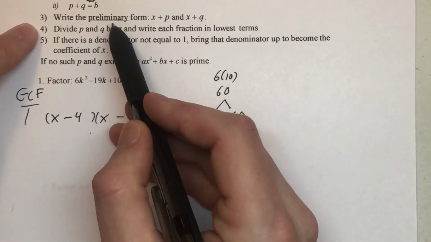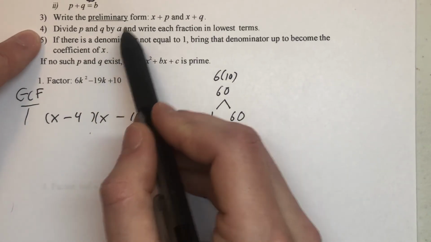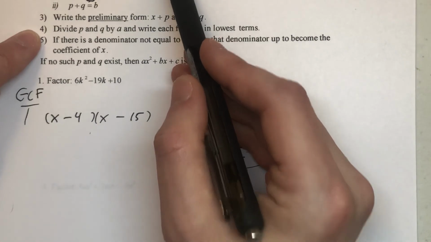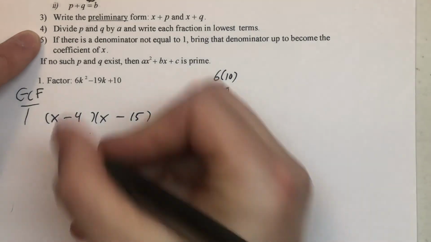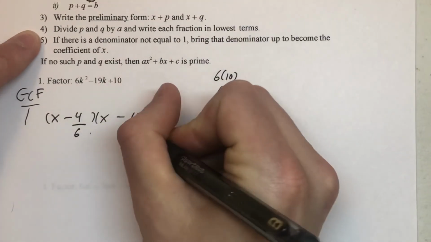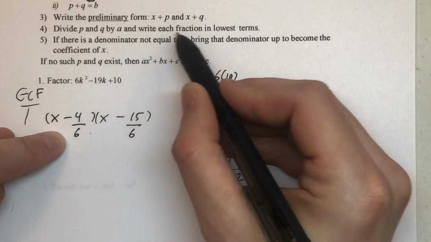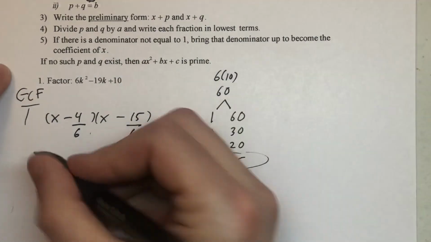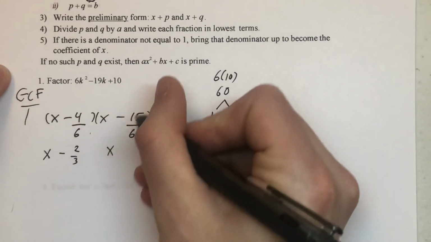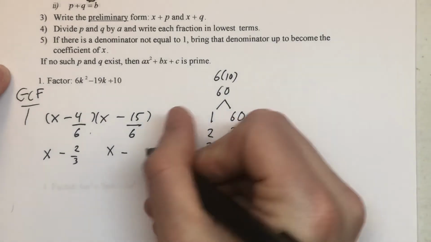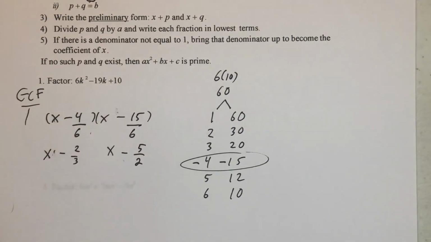Get the preliminary form written, then divide p and q by a. So a meaning this number, whatever the lead term was, 6. So we've got this form, but now I'm going to put each of those numbers, both p and q, over 6 and write the fraction in lowest terms. So this 4/6 would reduce to a 2/3. This 15/6 would reduce to a 5/2. Reduce those both by 2, those both by 3.